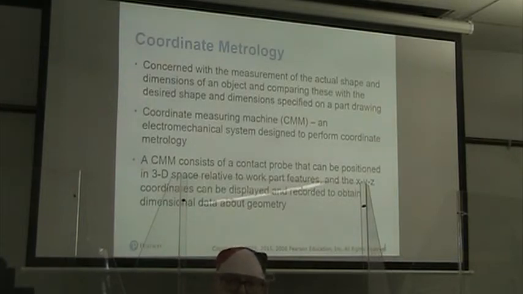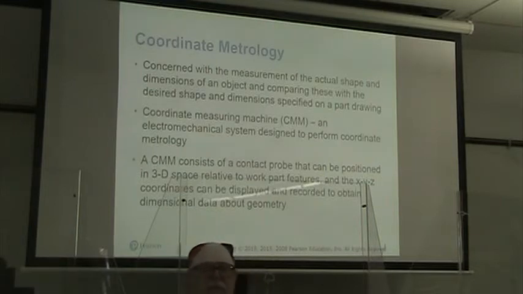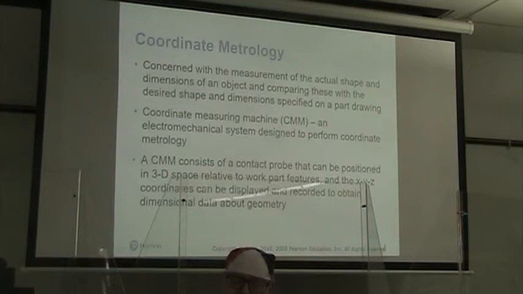All right, so when we talk about coordinate metrology, in that case, we are going to be concerned with the measurement of the actual shape and dimensions of an object and compare these with our desired shape and dimensions specified in the part drawing. Very often we use coordinate measuring machines, or CMMs. That's an electromechanical system designed to perform coordinate metrology. A coordinate measuring machine consists of a contact probe that can be positioned in 3D space relative to work part features, and the XYZ coordinates can be displayed and recorded to obtain dimensional data about geometry.